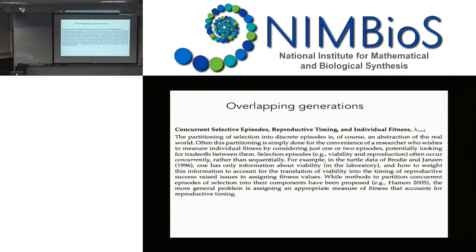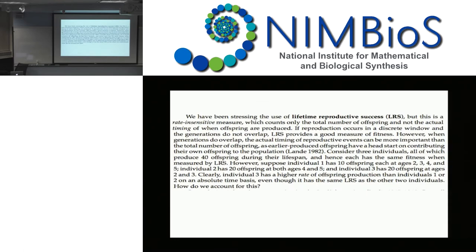The one that reproduces earlier, because they're putting more genes in, and they have a higher rate of that. So the obvious question becomes: that's an intuitive concept, but how can you quantify it and measure it in a way that makes sense? We're now going to talk about that. Lifetime reproductive success is counting the number of eggs. In the example I just gave you, we both have the same lifetime reproductive success.